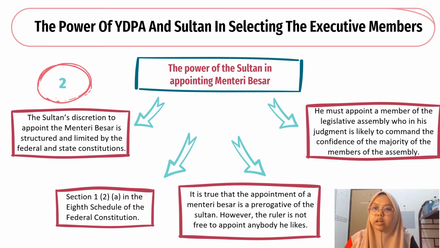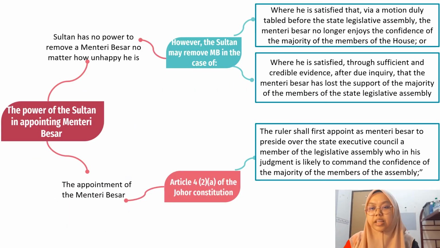It is true that the appointment of Menteri Besar is a prerogative of the Sultan. However, the ruler or the Sultan is not free to appoint anybody he likes. This is because he must appoint a member of the legislative assembly who in his judgment is likely to command the confidence of the majority of the members of the assembly. The Sultan has no power to remove a Menteri Besar no matter how unhappy or displeased he is.